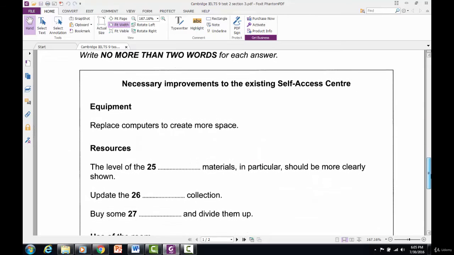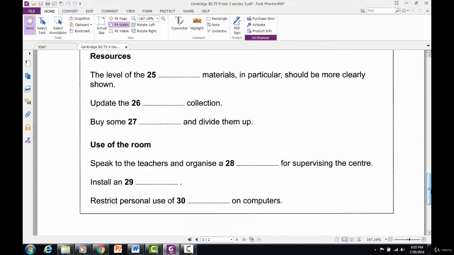For numbers 25 through 30, we're dealing with fill the blank questions. All right, and remember, for our fill the blank questions, the strategy doesn't change. We have to pay attention to the words that are before and after the blank line, right? Because when we're listening, that's what our answer is going to connect to. Number 25 has to connect to the word materials and the word level. 26 has to connect to the word collection. Whatever it is, it must connect to the word collection. But when they're speaking, they're not going to say the word collection. They're going to say a synonym of the word collection.